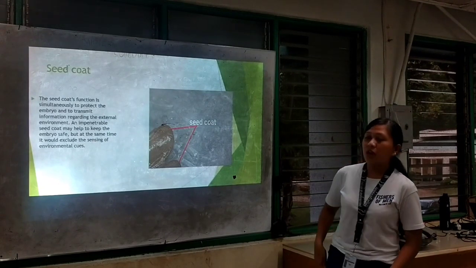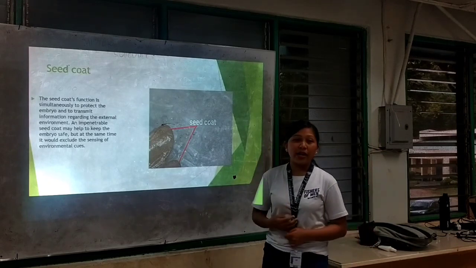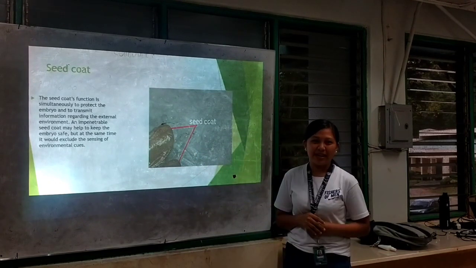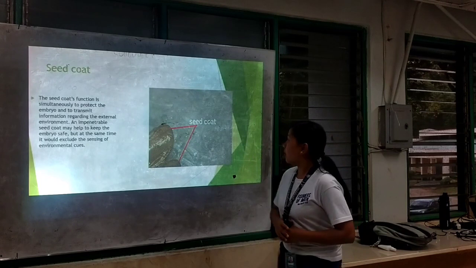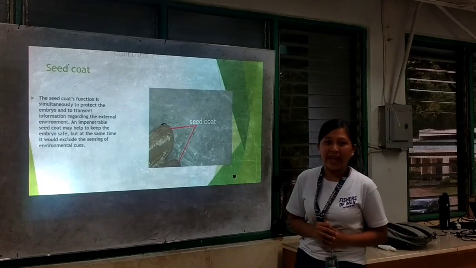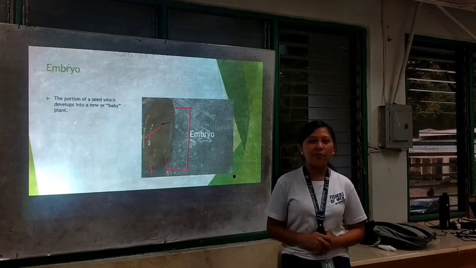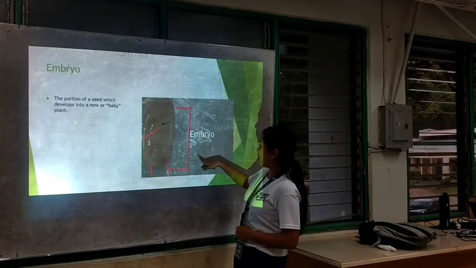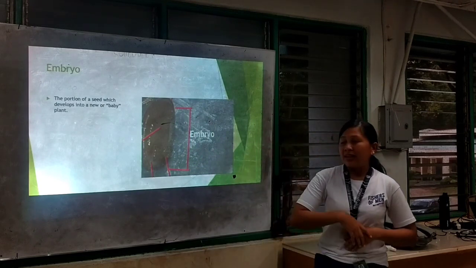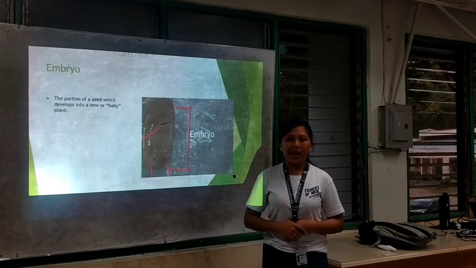Next, the seed coat. The seed coat's function is to protect the embryo. This part here is the seed coat. Next, the embryo. This part is the embryo of the seed, the portion of a seed which develops into a new or baby plant.